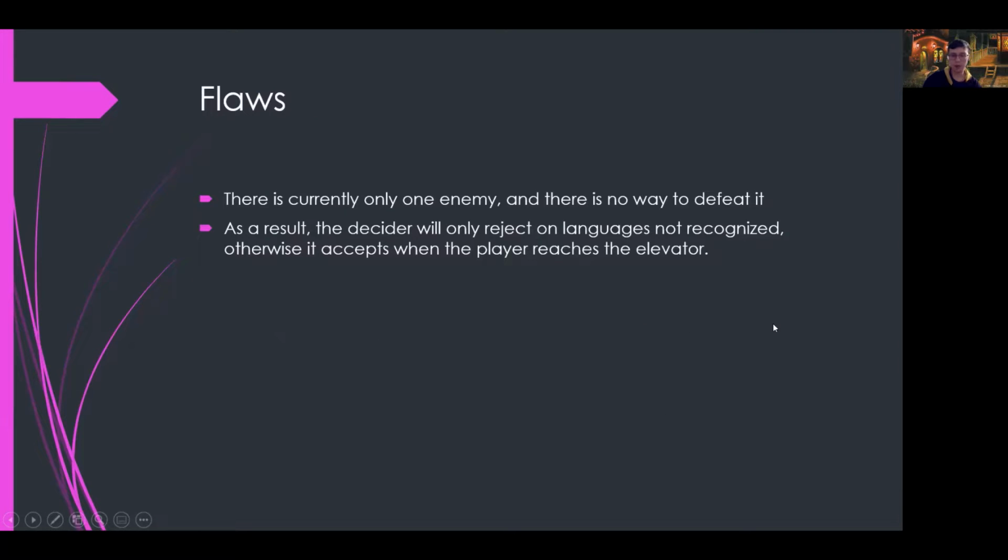And the goal is to just have the player reach the elevator, but there are some flaws with my design. There's currently only one enemy, and there's no way to actually defeat it, and there's no way for the player to take damage. As a result, my non-deterministic decider will only reject on languages it doesn't recognize. So for the problem I created, it pretty much will always accept, and it can find a way with the small scale problem that I have.